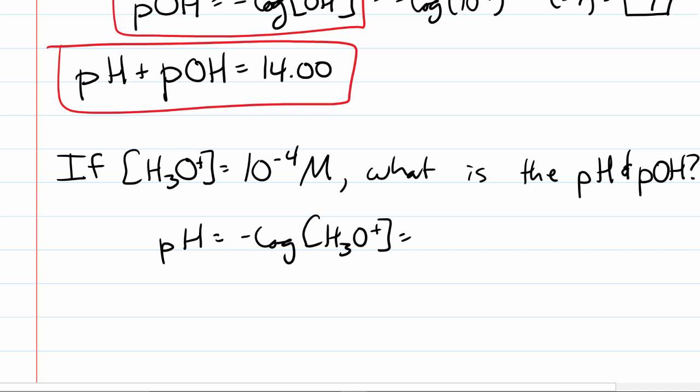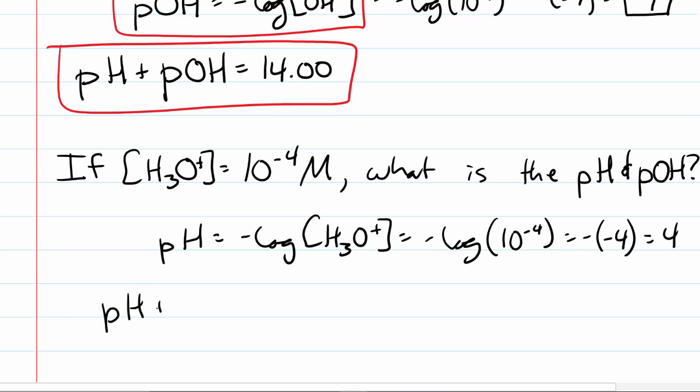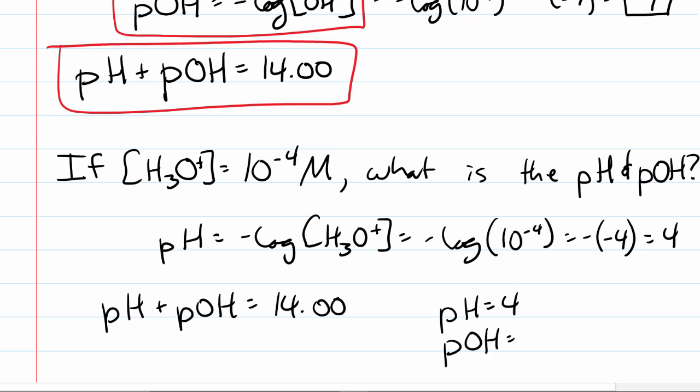So showing your work real quickly here, it's the negative logarithm of 10 to the negative 4, which is the opposite of negative 4, or 4. We then know that the sum of the pH and the pOH is 14.00. Since the pH is equal to 4, that must mean that the pOH must be 10, because again, these two must sum to be 14.